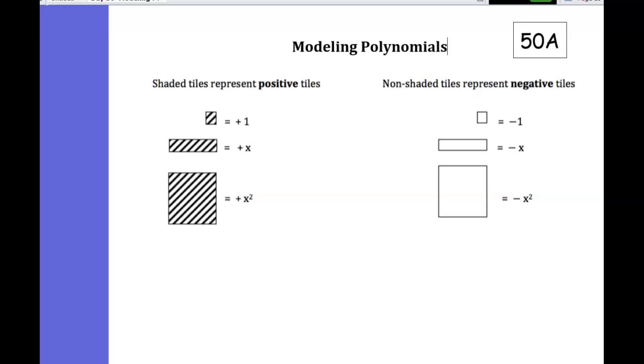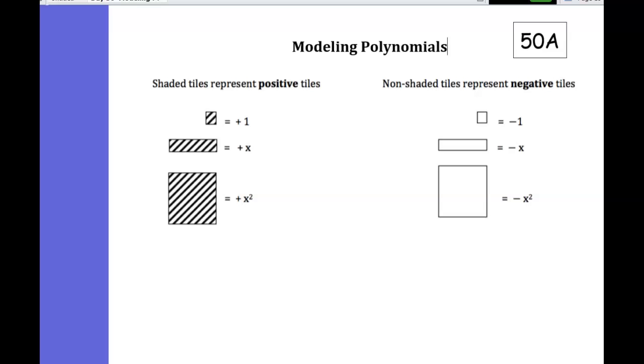This is actually a very easy lesson. It's just getting you ready in case you ever see some kind of polynomials that are modeled and you're confused by it. We may see something like this on the SOL, so I just want to make sure you've been exposed to it.